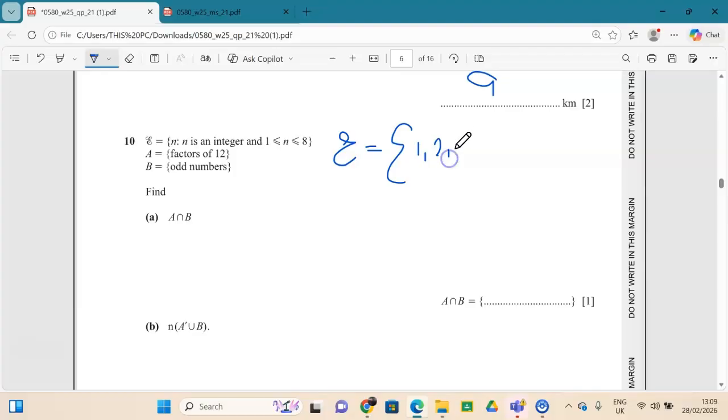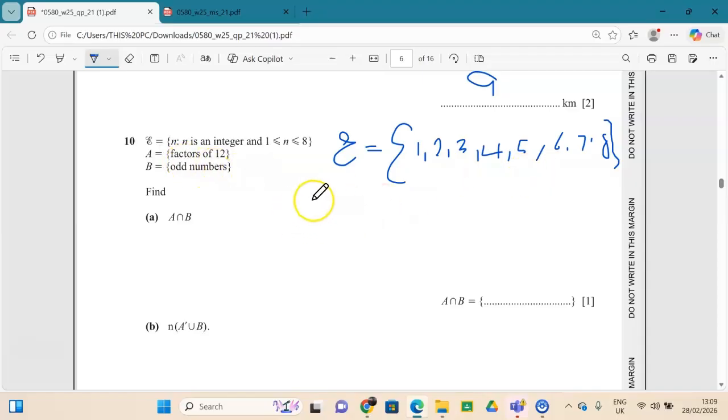2, we have 3, 4, 5, 6, 7, and lastly is 8. These are the elements of the universal set. Now, A are factors of what? A equal to what? Factors of what?